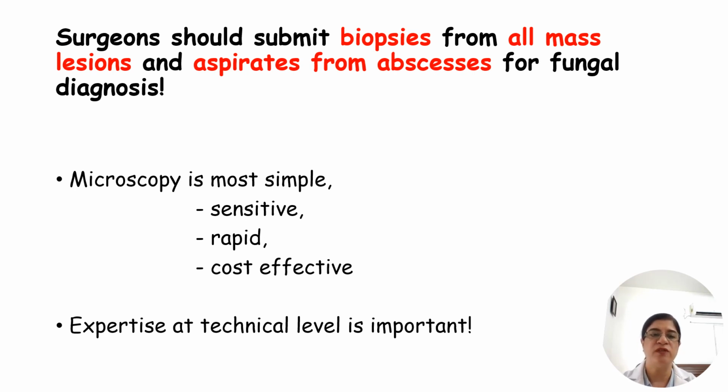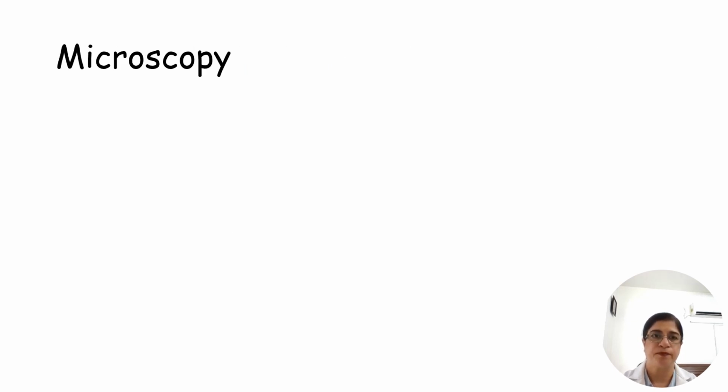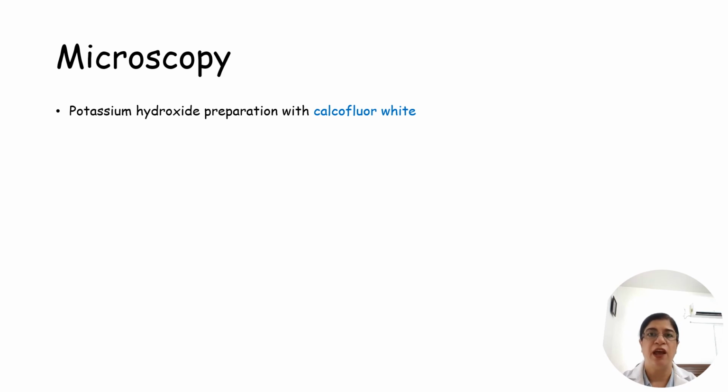Microscopy is the most simple, sensitive, rapid, and cost effective test, and it can be provided even in remote areas. But technical expertise is required. So potassium hydroxide mount has remained a versatile test in a microbiology laboratory. But now calcofluor white stain is being more commonly used. It just needs a fluorescent microscope and a few additional filters, and it is more rapid and more sensitive. So ideally this should be used in labs.